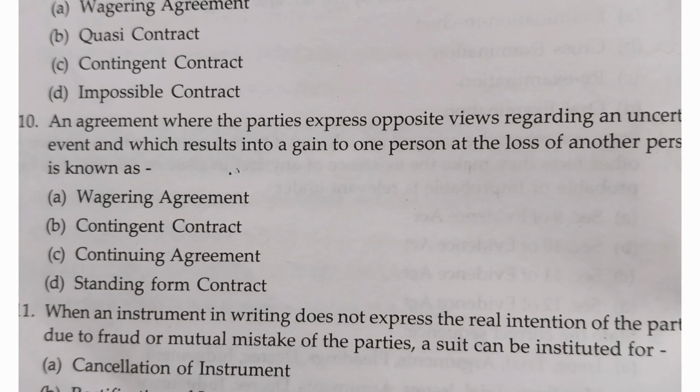7. When the immovable property of one person is, by the act of parties or operation of law, made security for the payment of money to another, such a transaction is called, answer is charge.